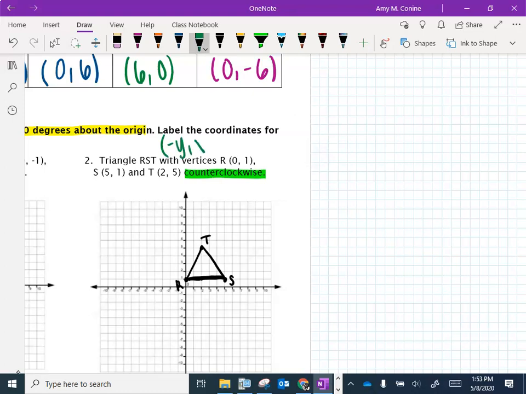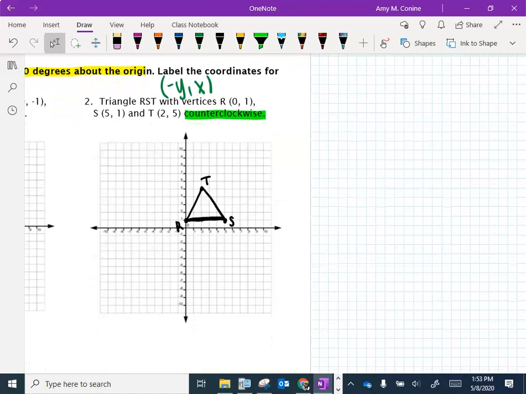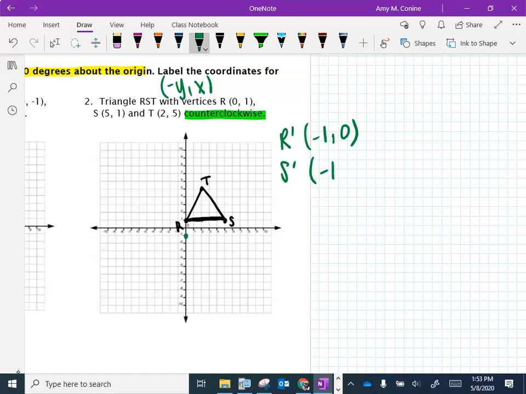This is what I would be doing while I'm working on my problems: make sure that you have the right shortcuts to help you so you don't have to do the overcomplicated geometry version that you will learn next year. So R prime is going to be opposite Y and then X, so now we have -1, 0. S prime is going to be opposite Y and then X, so -1, 5. And then T prime is going to be opposite Y, positive X. I'm going to connect my dots so I can see how my shape has moved, and label these as well: R prime, S prime, and T prime. So it is turned just ever so slightly.